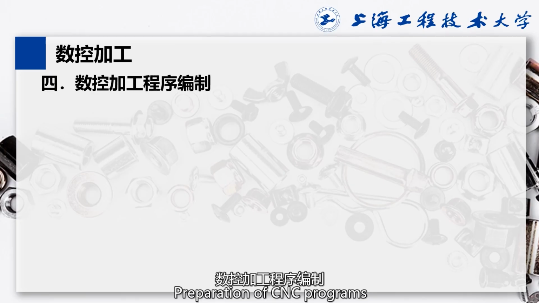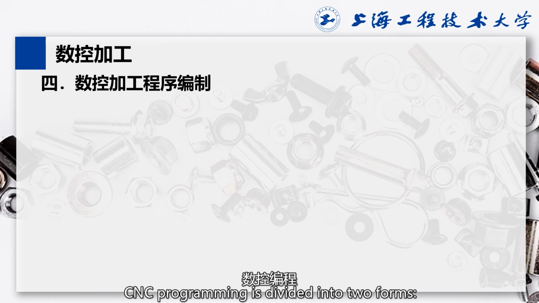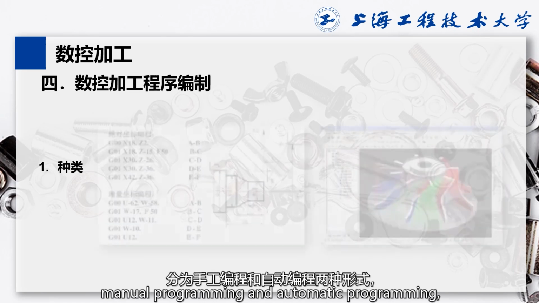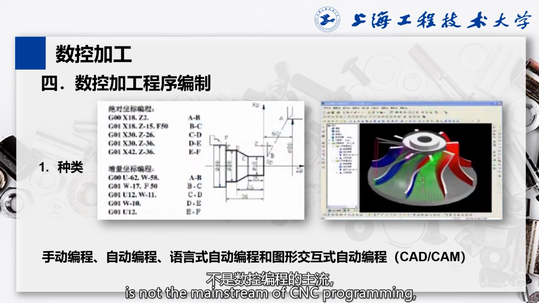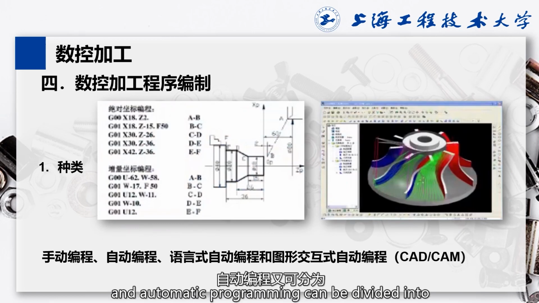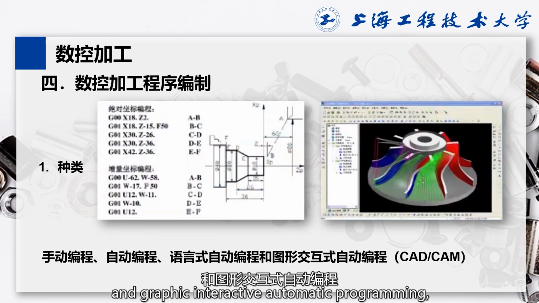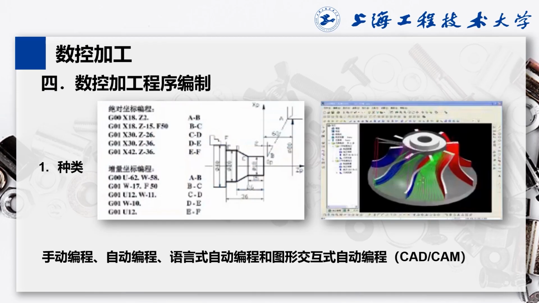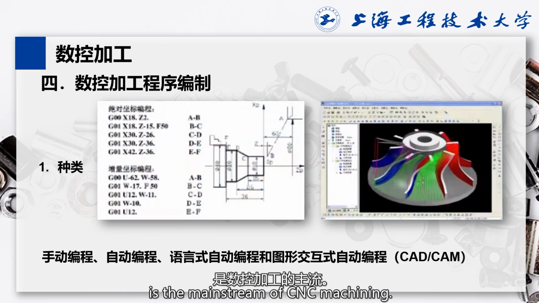Preparation of CNC programs. How do you program? With the development of CNC technology, CNC programming is divided into two forms, manual programming and automatic programming. Manual programming is not the mainstream of CNC programming, and automatic programming can be divided into language automatic programming and graphic interactive automatic programming, that is, CAD/CAM. CAD/CAM is the mainstream of CNC machining.